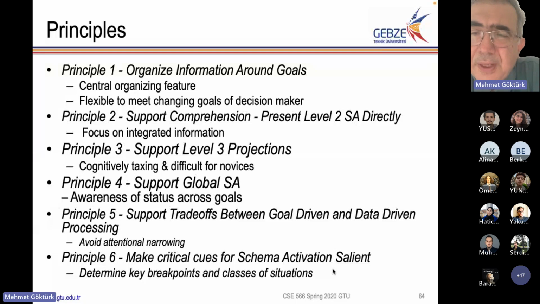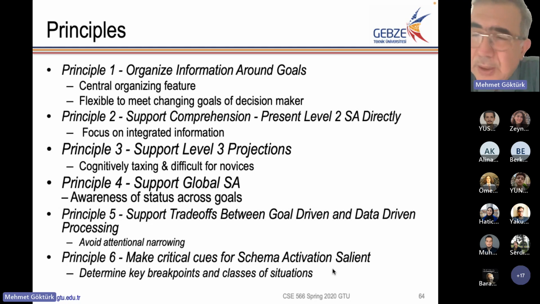Organize the interface information around goals, because the goal is controlling the train, controlling the Airbus, controlling the car, controlling the technical equipment. So organize the information around the goals, what to do.